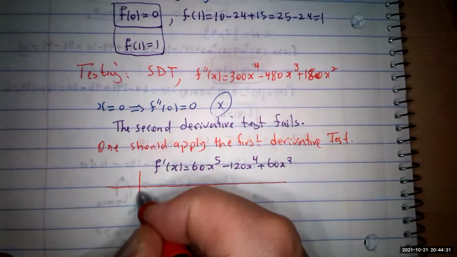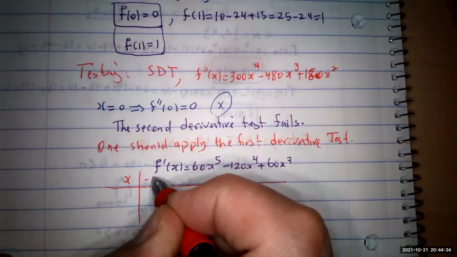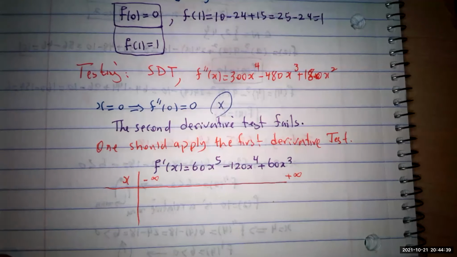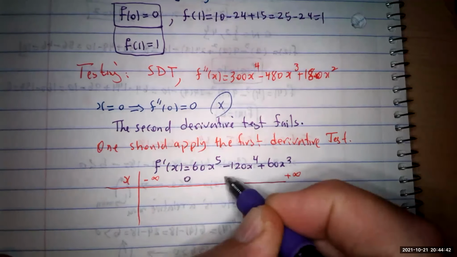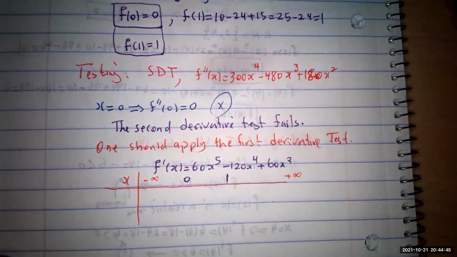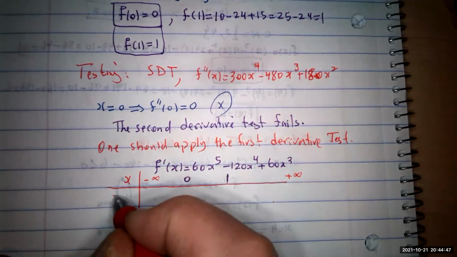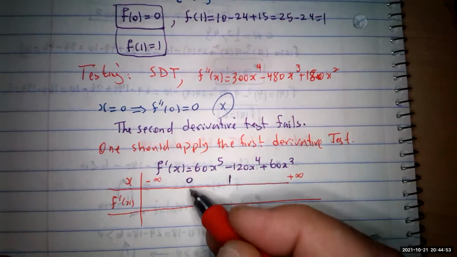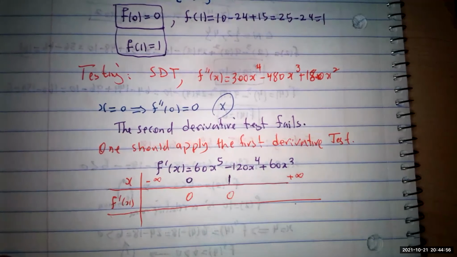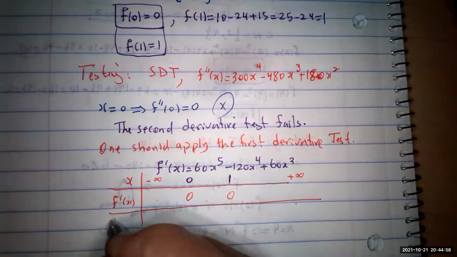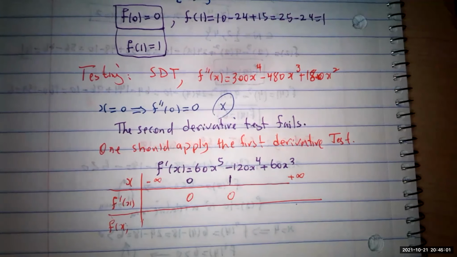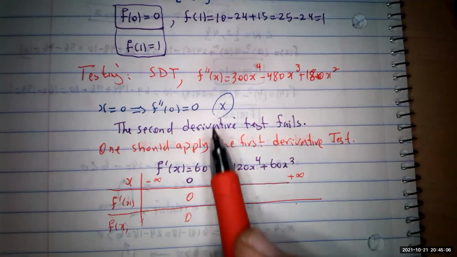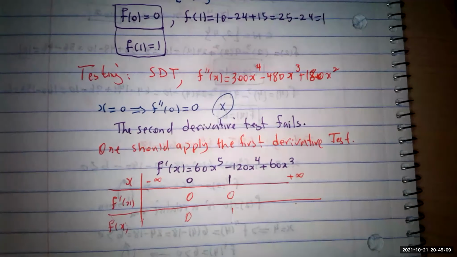Remember the chart was, we start with the x from negative infinity to positive infinity. We're testing the critical values. So the critical values are going to be 0 and 1. Okay, we tested f prime now. This is f prime. F prime is 0 at 2 places, here and here. And then we put the f of x here. So f of 0 is equal to 0, and f of 1 is equal to 1. This is what we have so far.